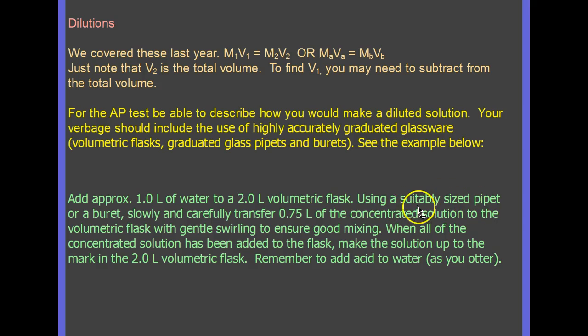Using a suitably sized pipette or burette, slowly and carefully transfer 0.75 liters of the concentrated solution to the volumetric flask with a gentle swirl to ensure good mixing. When all of the concentrated solution has been added to the flask, make the solution up to the mark in the 2-liter volumetric flask. It means add water to the 2-liter volumetric flask.